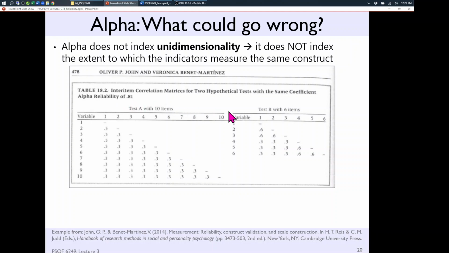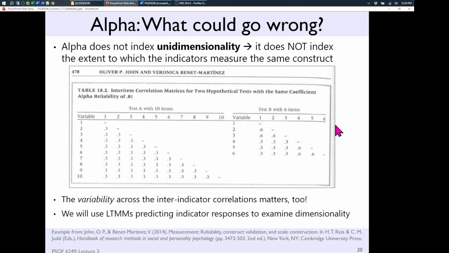Alpha, for each of these scales, these correlation matrices, is 0.81. It's the same. But test B clearly looks like it's 2 dimensions rather than 1, and alpha doesn't have a way to tell us that. So we have to keep in mind that these methods of computing reliability that rely on assumptions, they don't make any sense if the assumptions aren't met. It does not make any sense to compute an alpha for a multidimensional trait.